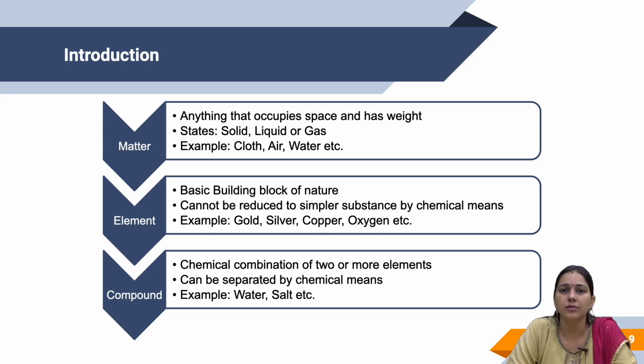Element and the next component would be the compound. So, chemical combination of 2 or more elements is known as the compound. Example of any compound? Yes, water. Water is a combination of hydrogen and oxygen, where hydrogen and oxygen are the 2 elements. Next would be the salt, that is the sodium chloride. Sodium and chlorine would be the 2 elements, and the combination of these 2 elements, that is sodium chloride, forms a compound.